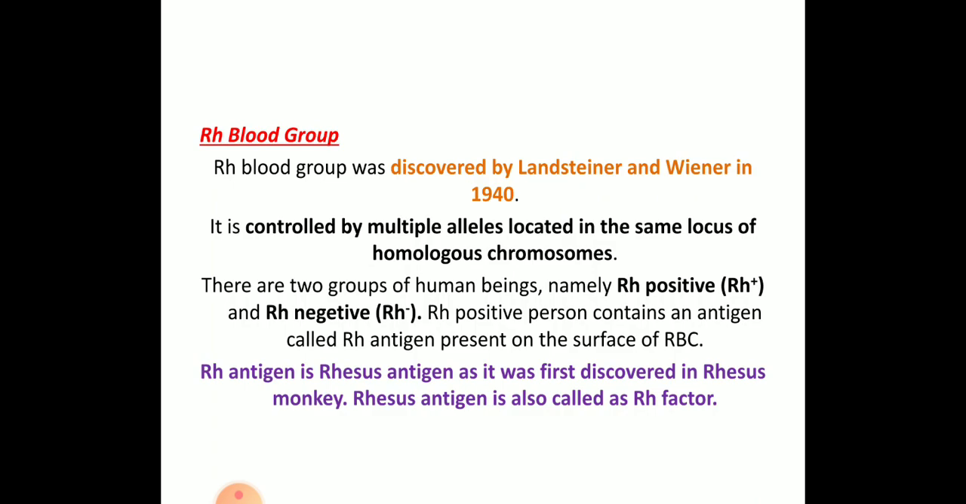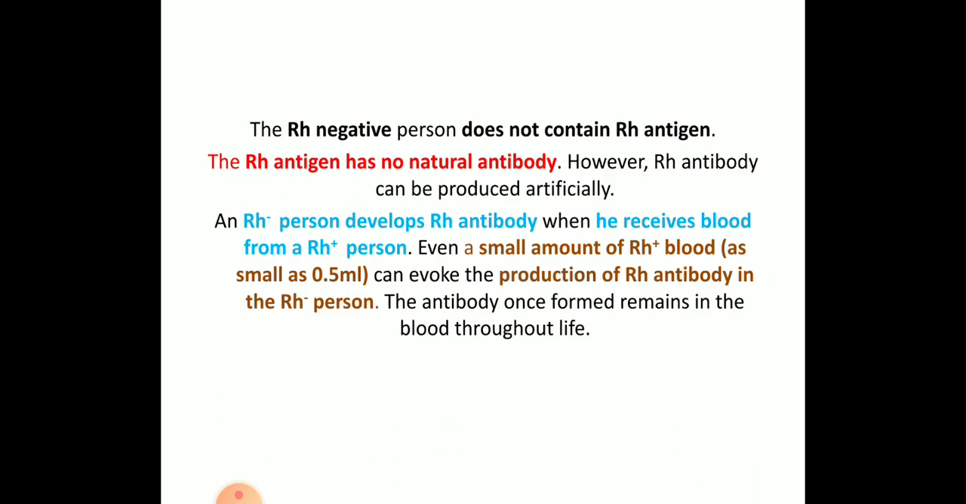Next, coming to a very important portion, that is Rh blood groups. The Rh blood group was discovered by the same Landsteiner and Wiener in the year 1940. This Rh blood group is controlled by multiple alleles located in the same locus of the homologous chromosome. Here two different groups of human beings, Rh positive and Rh negative, are present. The Rh antigen was first discovered in the rhesus monkey, which had the Rh antigen, also called Rh factor.